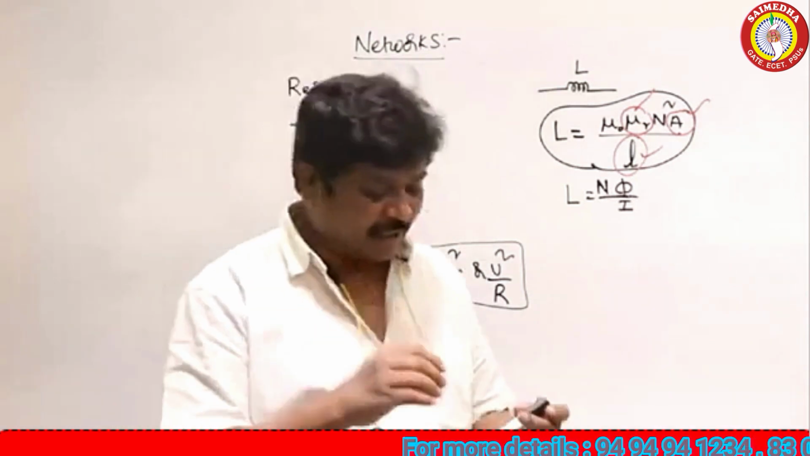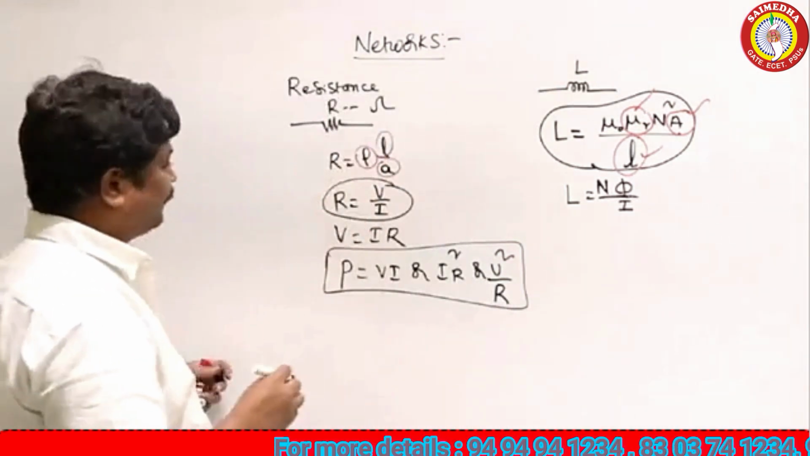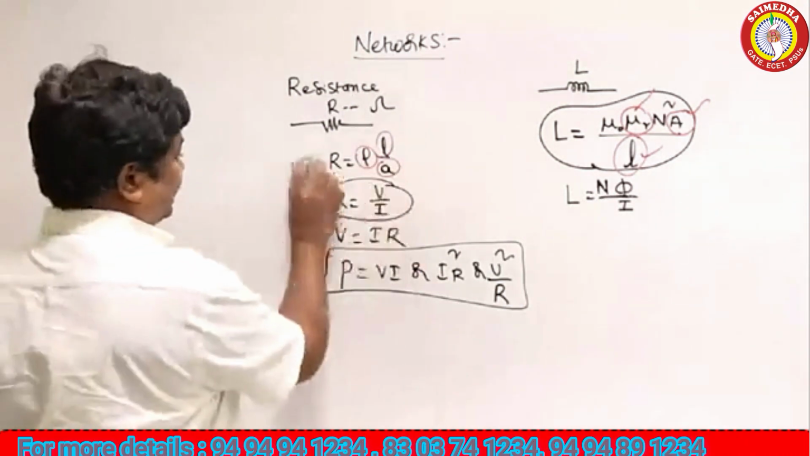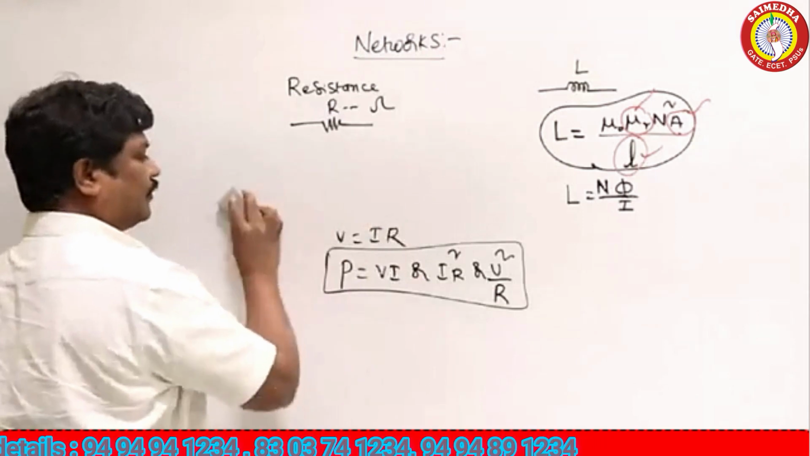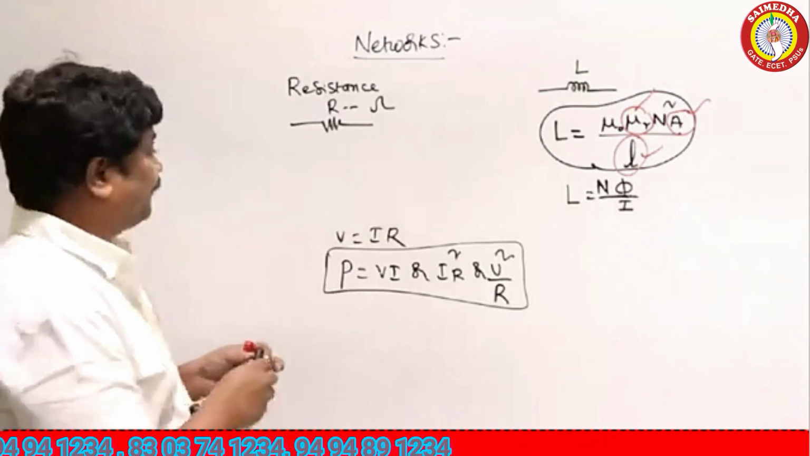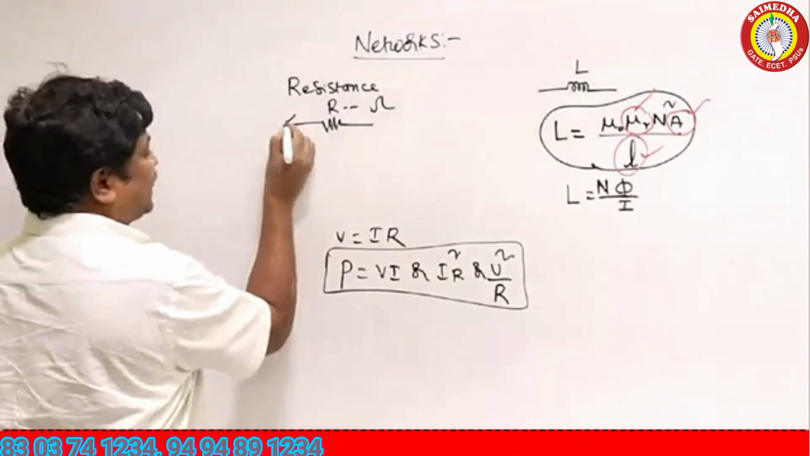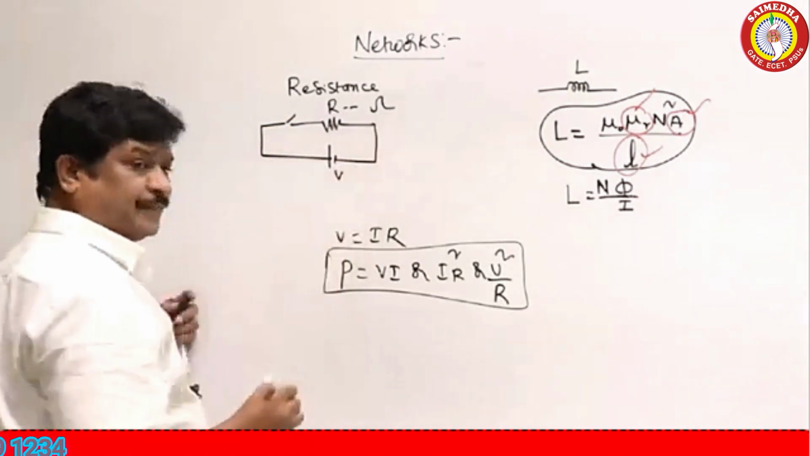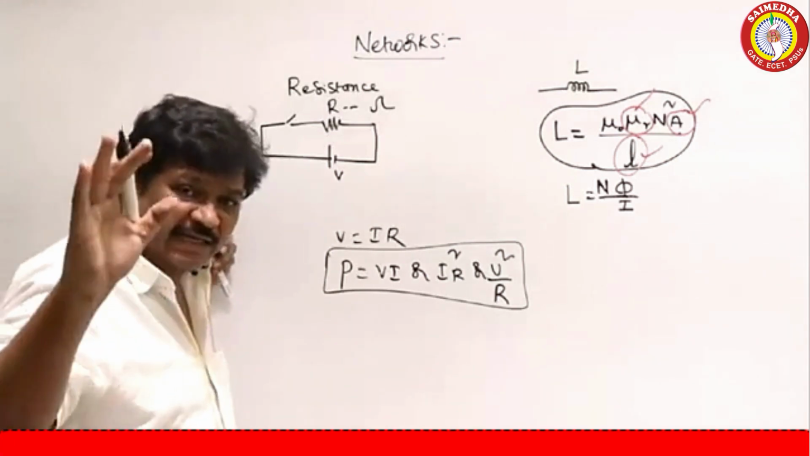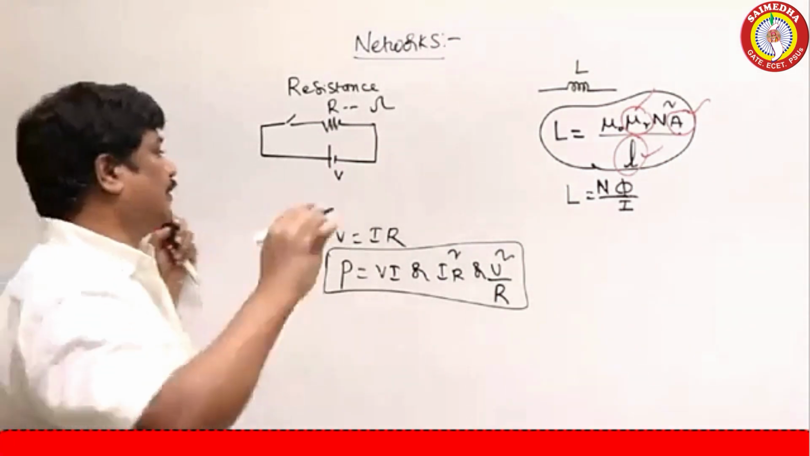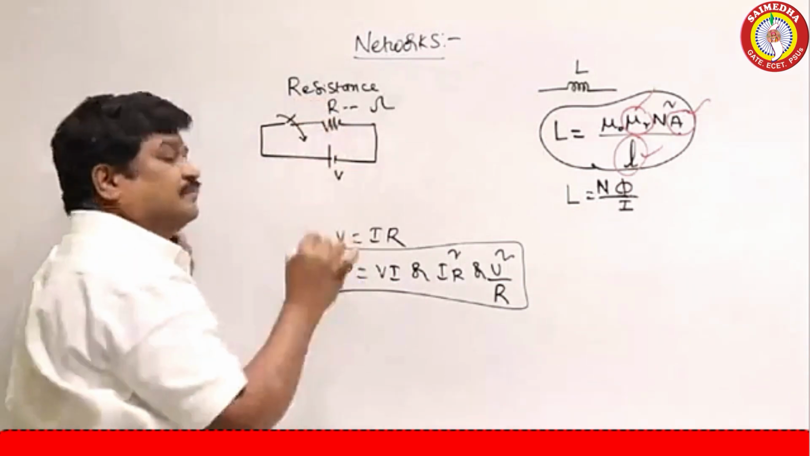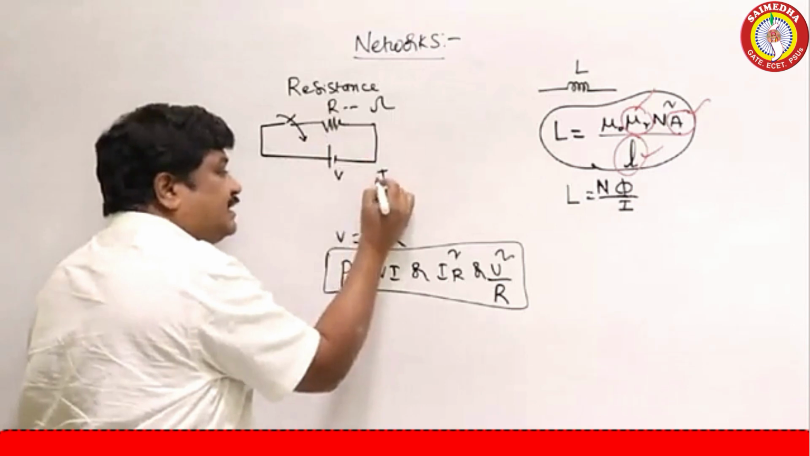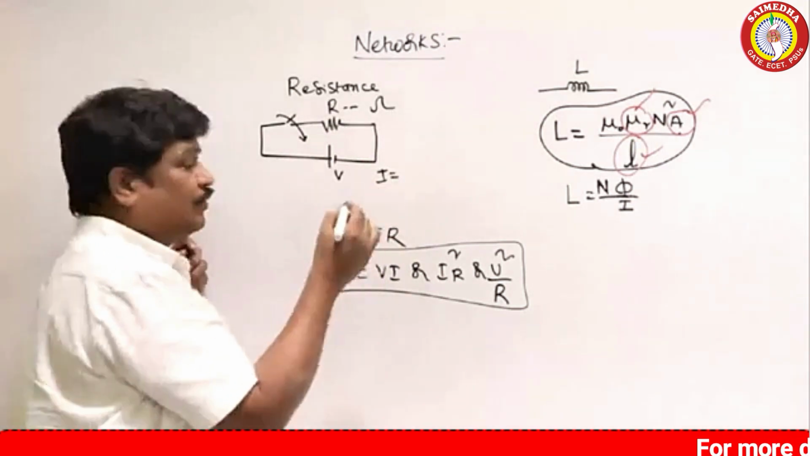You see here, for example, it is a resistor. In this circuit, one switch is placed and voltage V is applied. Suddenly, at the instant t0, I close this switch. At the time of closing the switch, what is the current in the circuit? I is equal to V by R.